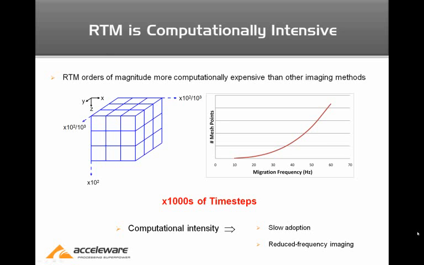And of course, this has led to a very slow adoption of RTM for production imaging. And even now that it's becoming a standard imaging technique, the quality of the images produced can still be limited by the need to migrate at reduced frequencies, just to keep the computational requirements to manageable levels.